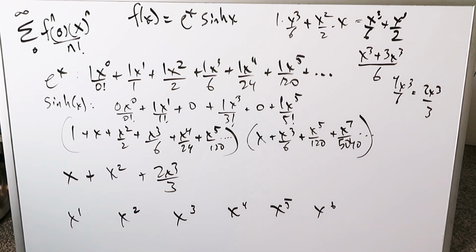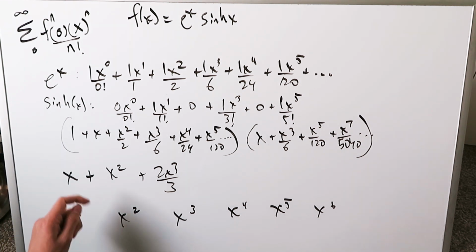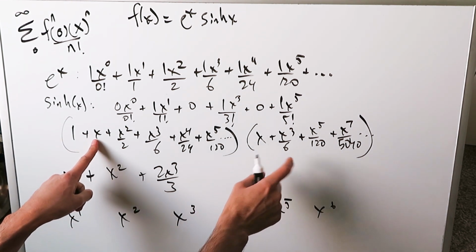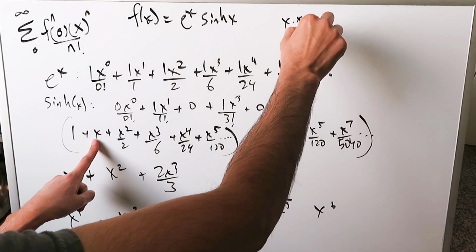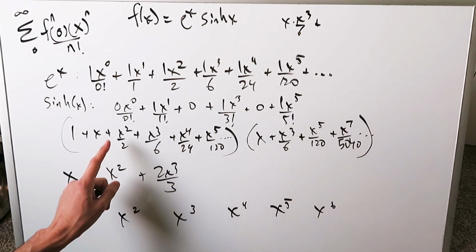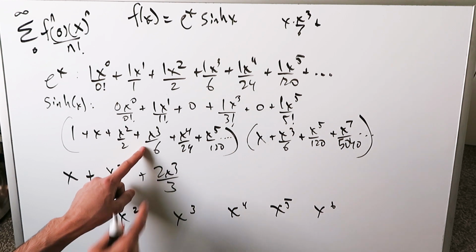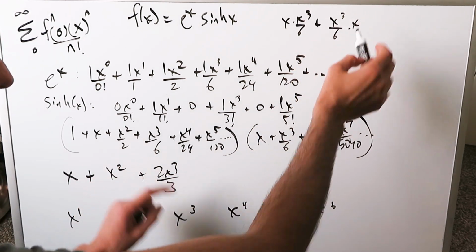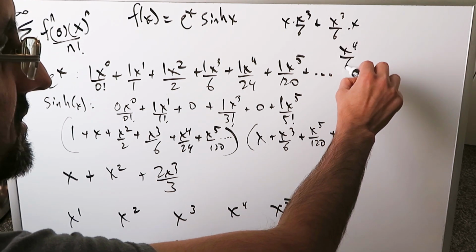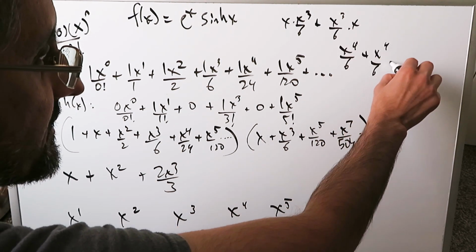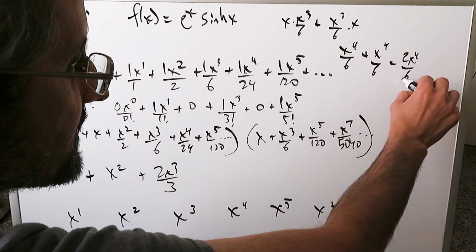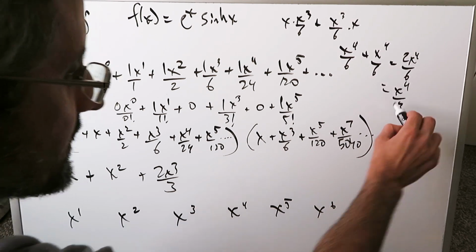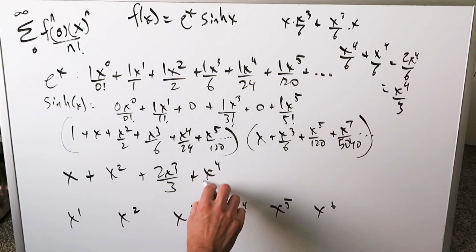We've determined that. Now we have to find our x to the fourth term by finding all the varieties of combinations which would give you that. And what are those combinations? How about this? X times x cubed over 6. That's one combination. Is there any other combination? There is. X cubed over 6 times x, and that's it. You'll have x to the 4 over 6 plus x to the 4 over 6, which is easy. 2x to the 4 over 6, which is x to the 4 over 3. That's your next term, x to the 4 over 3.